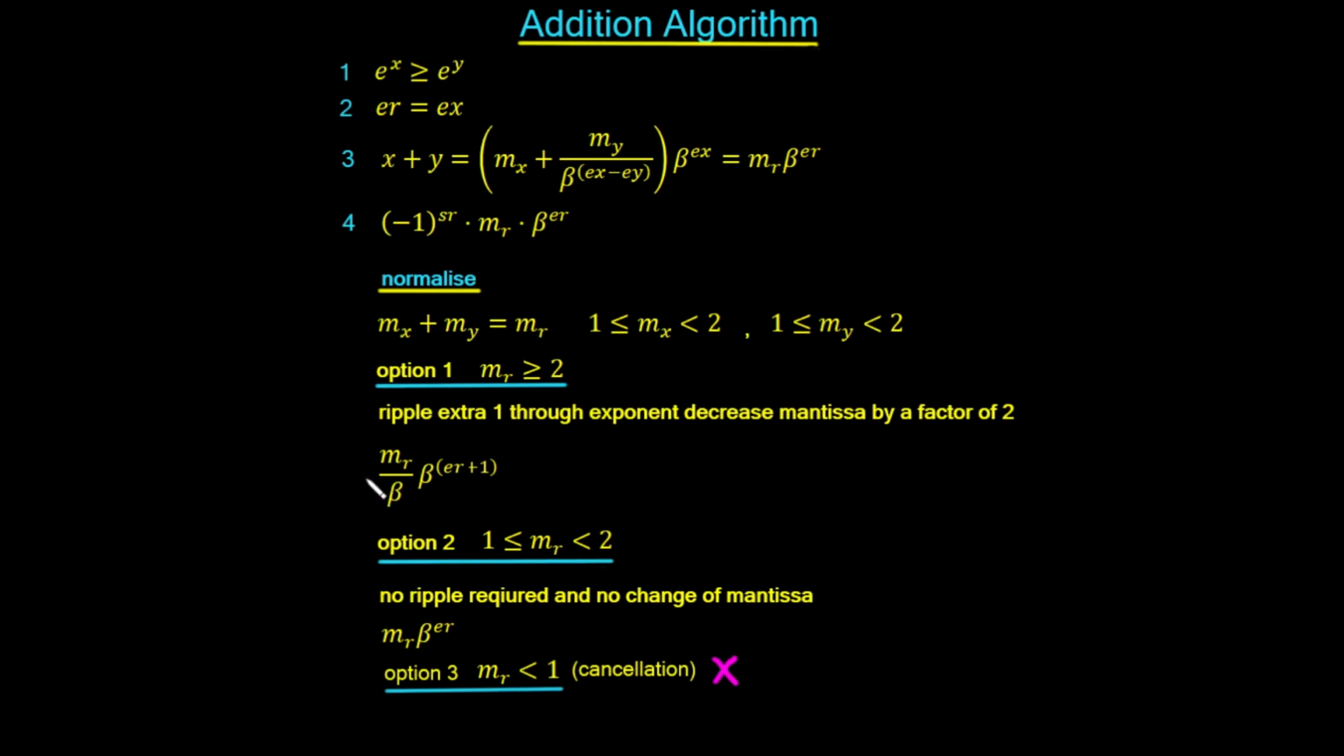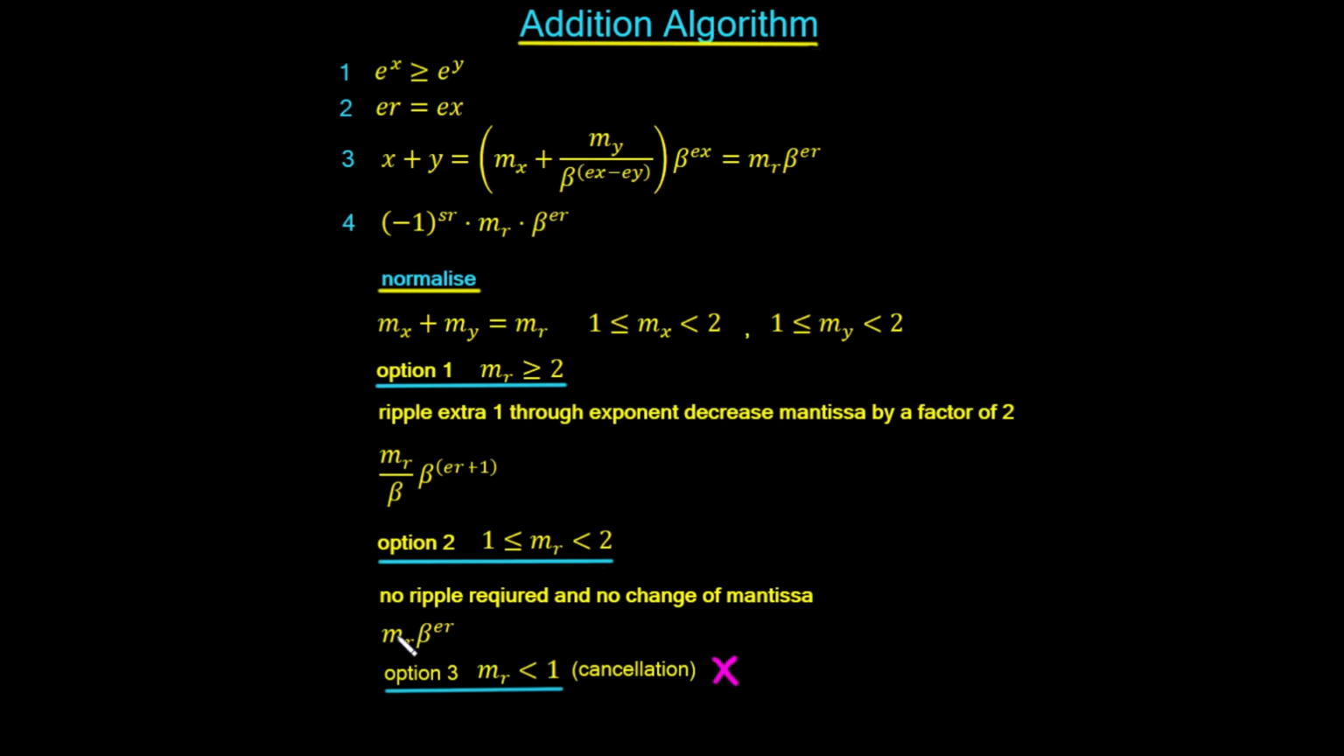So mathematically, we would have the mantissa of the result divided by beta and times beta to the exponent of the result plus 1. So we're rippling the 1 through and we're dividing the mantissa. Now the other option that we're going to have here is the mantissa for the result is greater than or equal to 1 and less than 2. So in this case, we don't have any normalization required. It's already in a normalized format. So we're simply going to have the result MR times beta to the ER.